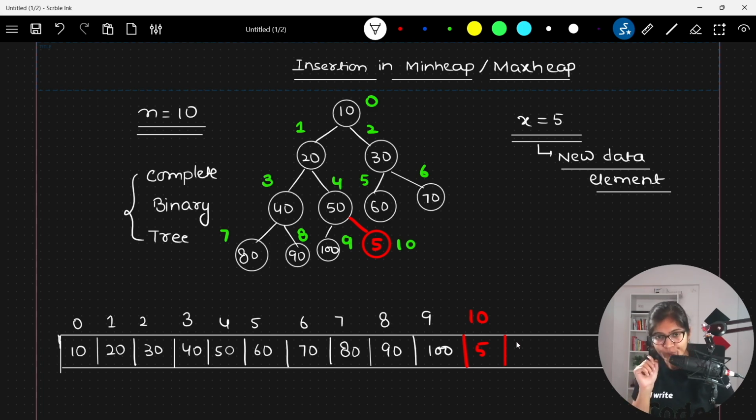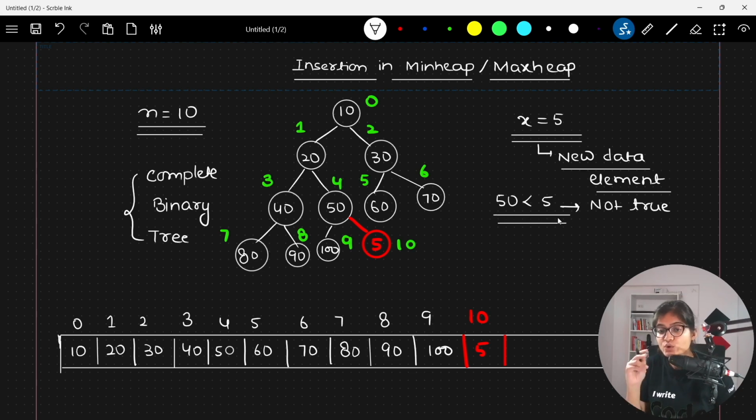But now we need to check, after storing this new data element, whether the property of the min heap is retained or not. Here, if you observe, when I add this 5 at the end of the min heap, the property of the min heap gets completely violated, because a min heap says that the parent node, which is 50 here, should be less than 5, the child node. But this is not true. So we need to make sure that the property is retained.